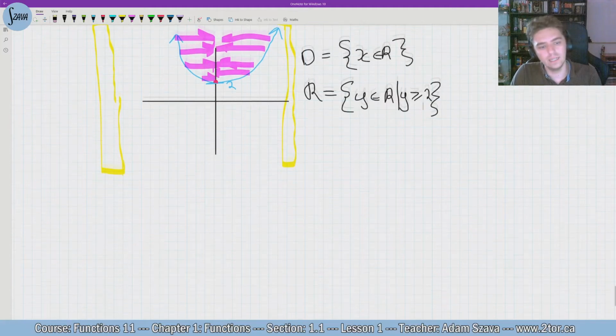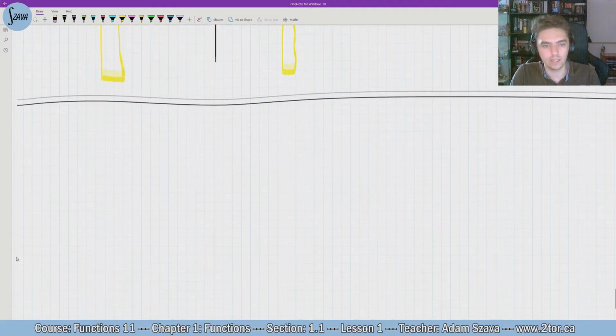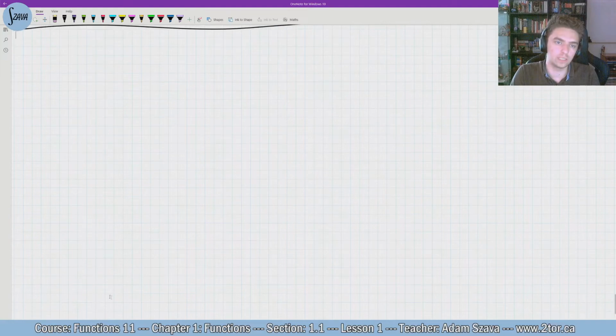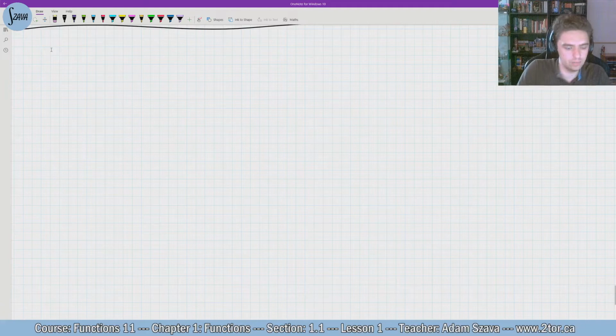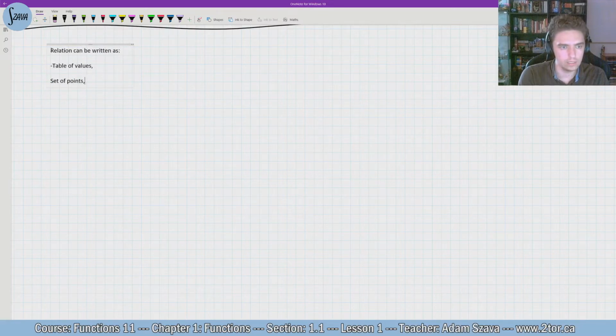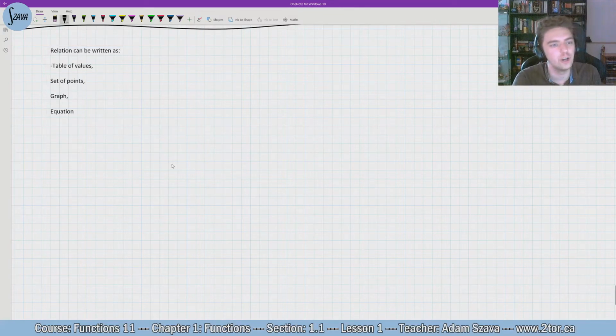Okay, now let's take a look at other ways functions can be written, right? Because a function can be written just like the 4 ways a relation can be written. Remember, a relation can be written as a table of values, a set of points, a graph, or an equation. So we're going to talk about how you find the domain and range for all of these things.